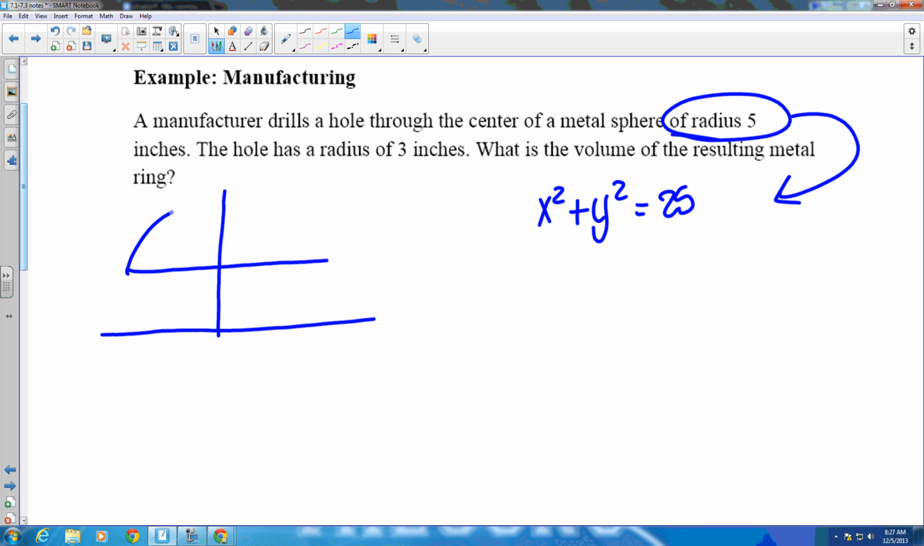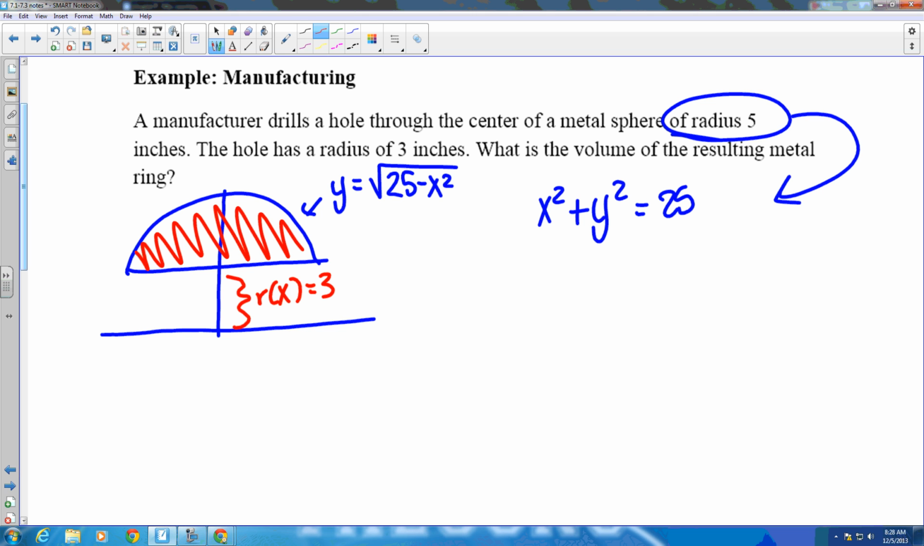So here's our function. Solve for y. This is y equals the square root of 25 minus x squared. And this smaller one, this is the hole. So this is like we're revolving this red half circle over the x-axis. So it's going to have that hole in the middle with a radius of 3.